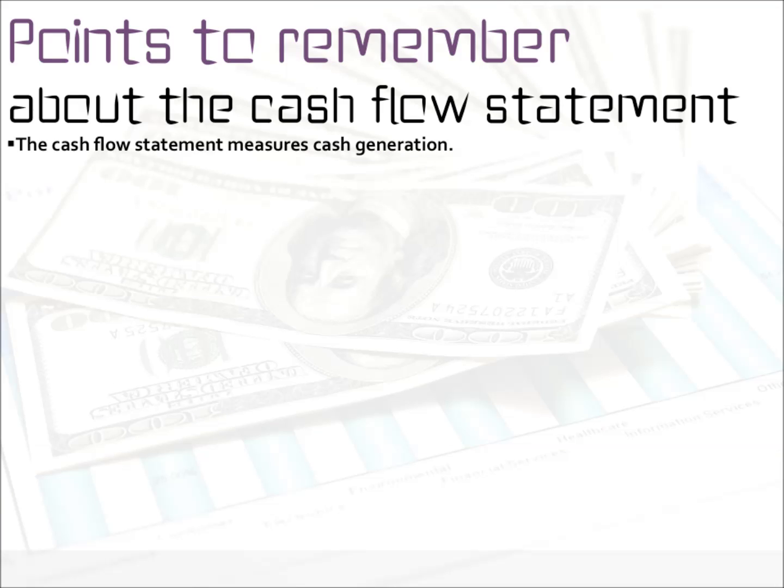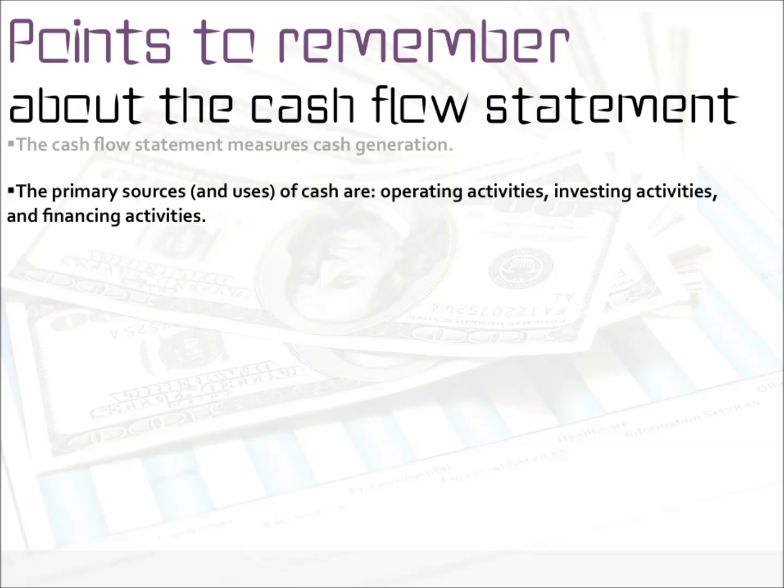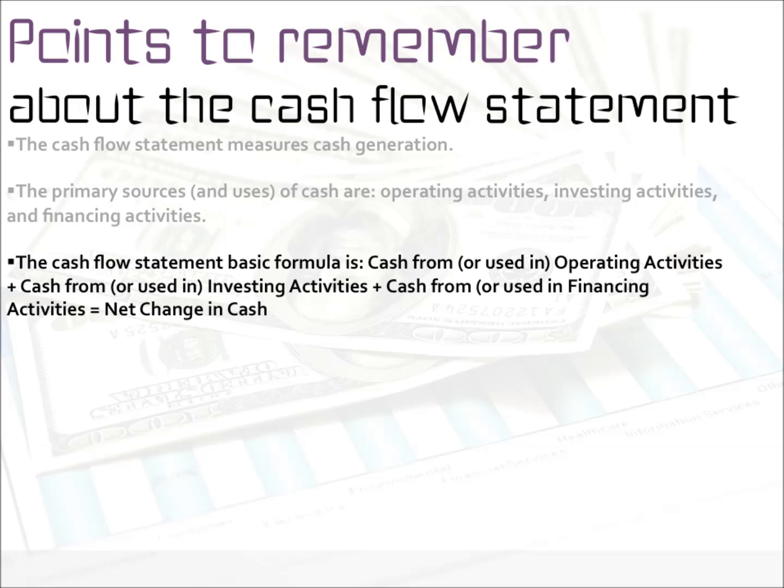Finally, some points to remember about the cash flow statement. The cash flow statement measures cash generation. The primary sources and uses of cash are operating activities, investing activities, and financing activities. The cash flow statement basic formula is cash from or used in operating activities plus cash from or used in investing activities plus cash from or used in financing activities, and that equals the net change in cash.